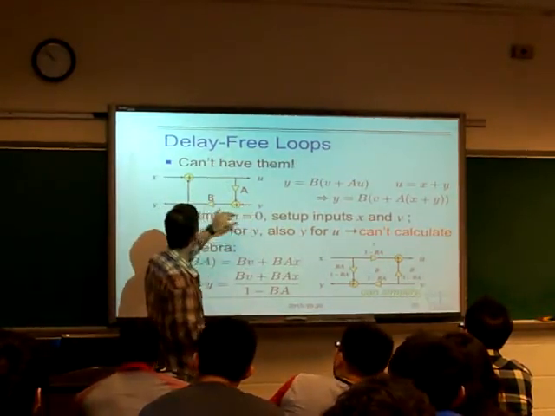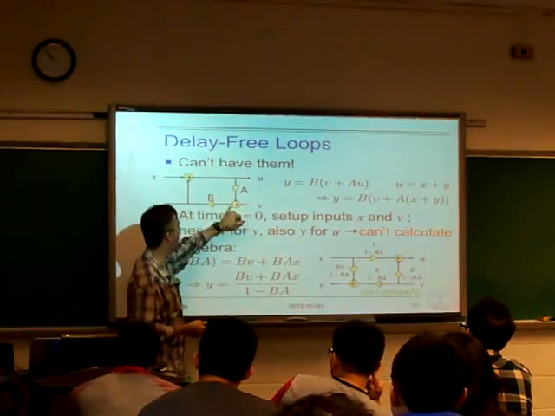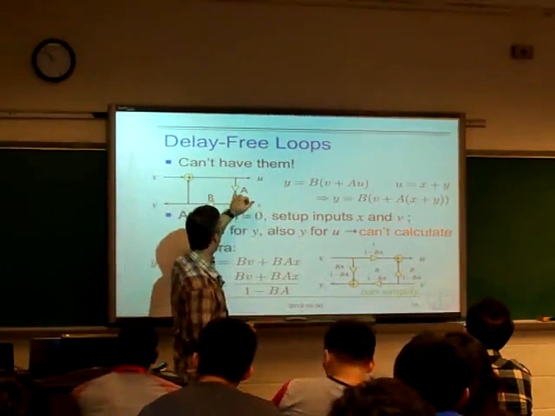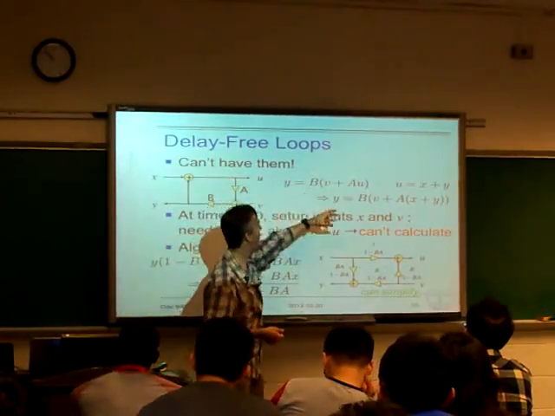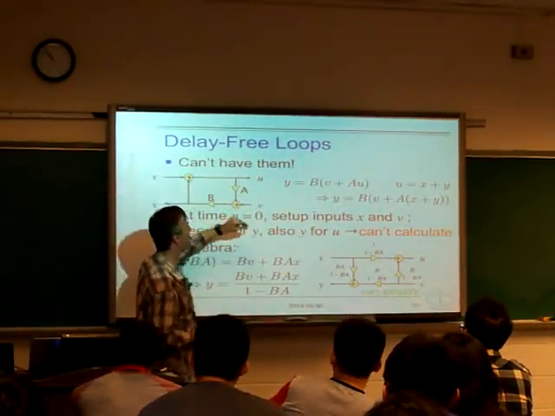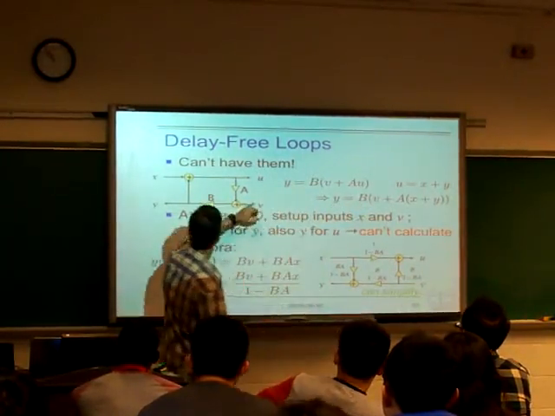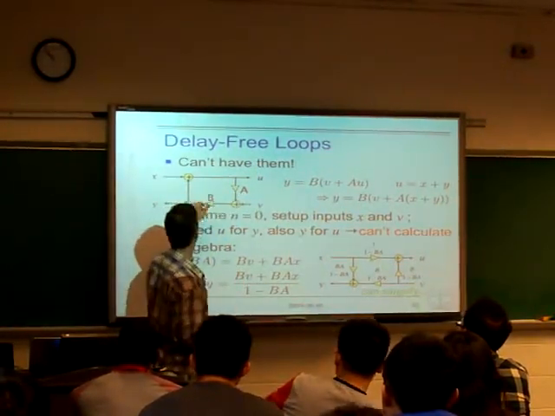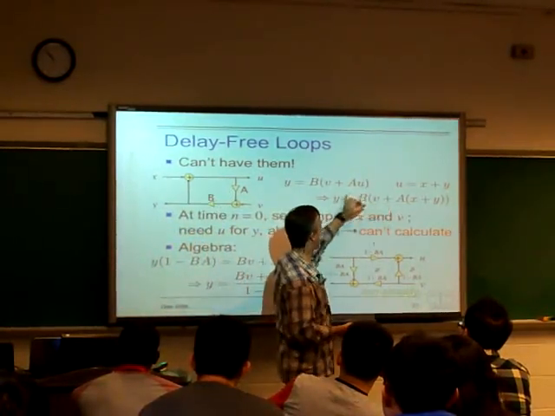Algebraically, we can analyze what's going on. So y is just b times this summation, which is v plus a times u. We've got this thing called u here. u is simply x plus y. The inputs here are v and x, and the outputs are u and y. We can write down an expression for y here.